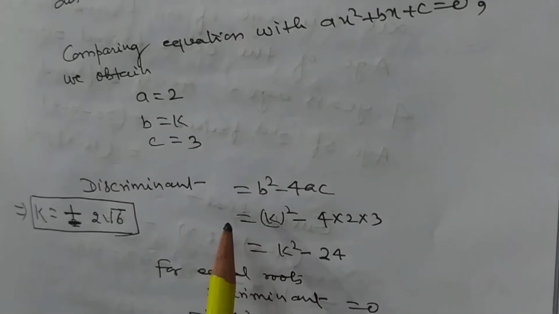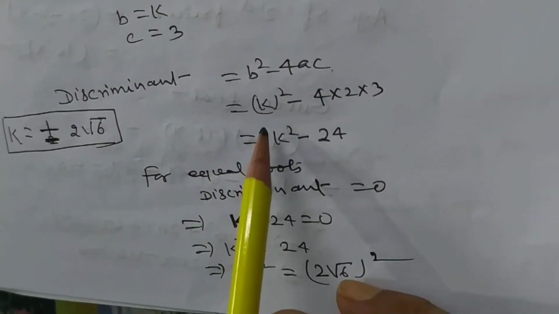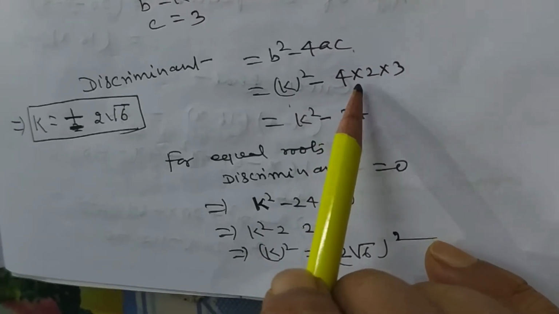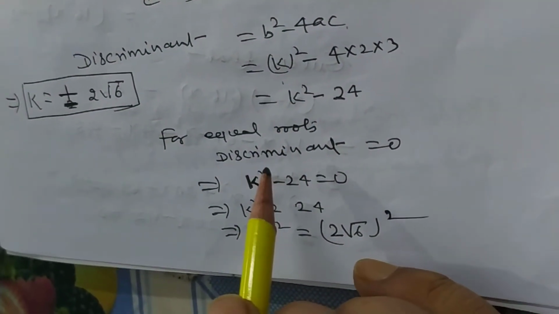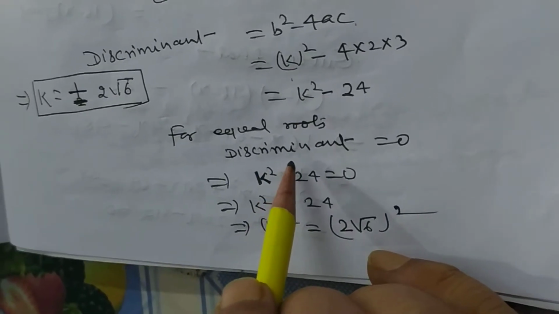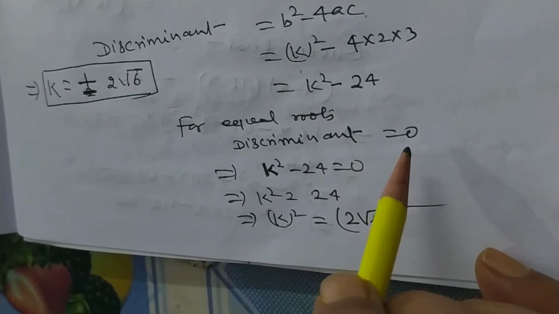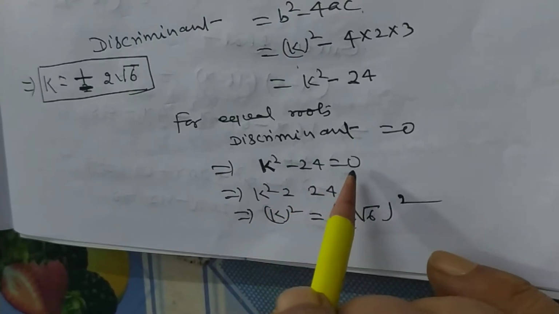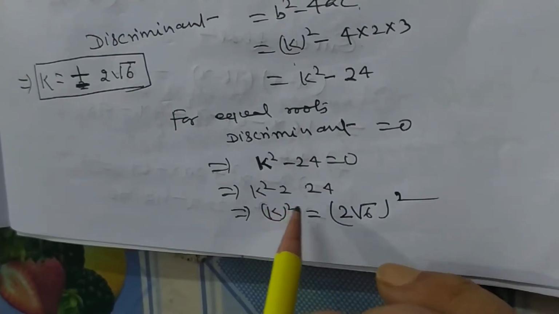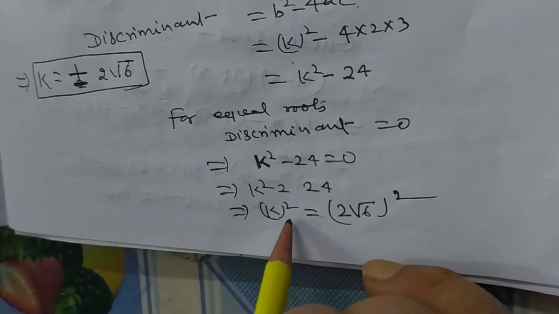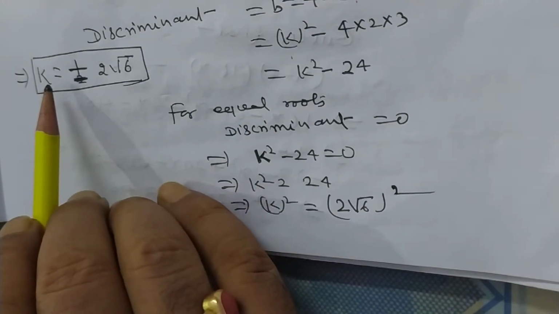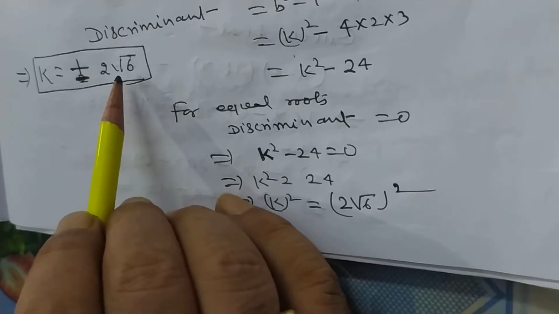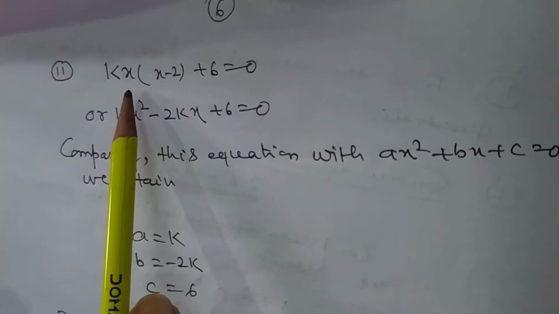So, discriminant is equal to b square minus 4ac. It will be k square minus 4 into 2 into 3, and it will be k square minus 24. So, my dear student, for equal roots, discriminant is equal to 0. That is k square minus 24 is equal to 0. That is k square is equal to 24. That is k square is equal to 2 root 6 whole square, and k is equal to plus minus 2 root 6. Now, I want to discuss the second equation.